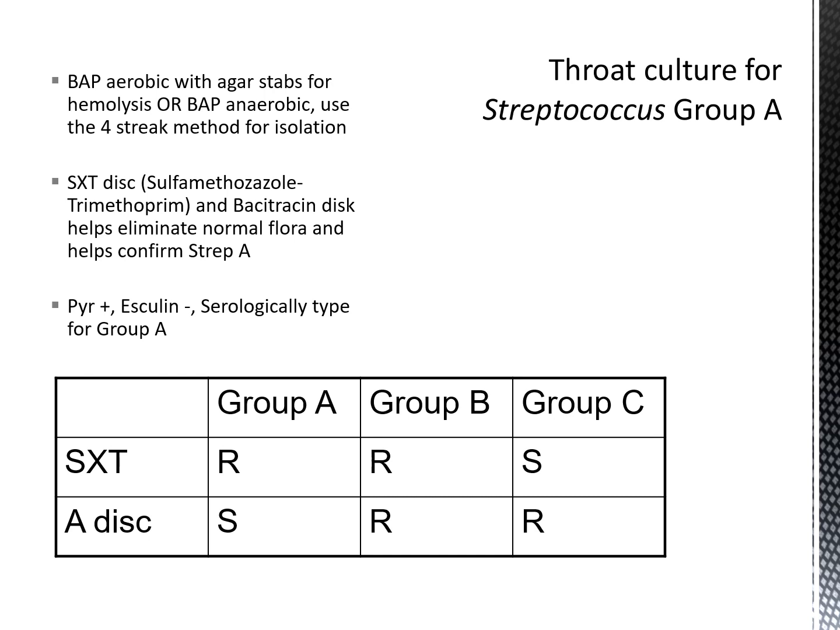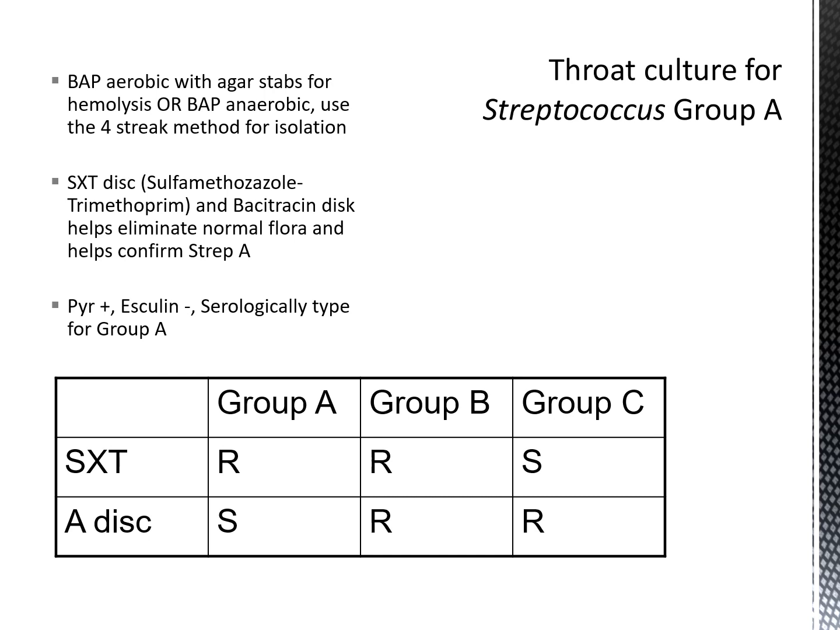We can also set up a bacitracin disc and an SXT disc onto the media to help screen for Strep A. If we are looking for Strep A, of course, it's going to be sensitive to the bacitracin disc. It's also going to be resistant to the SXT disc, and you can see Group B and Group C streps are a little bit different.